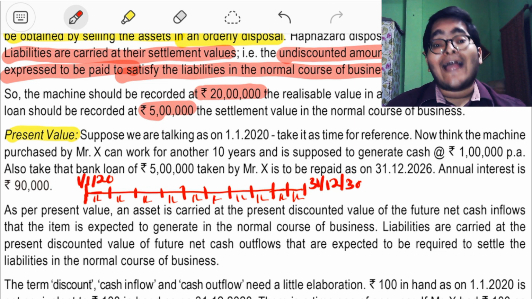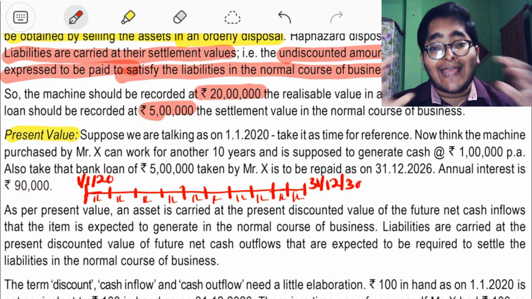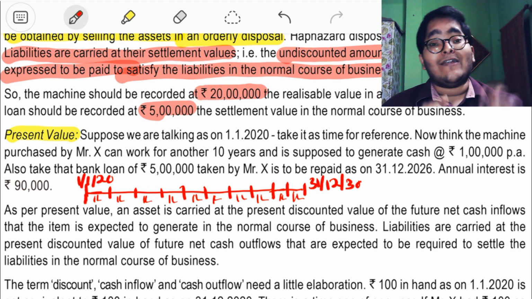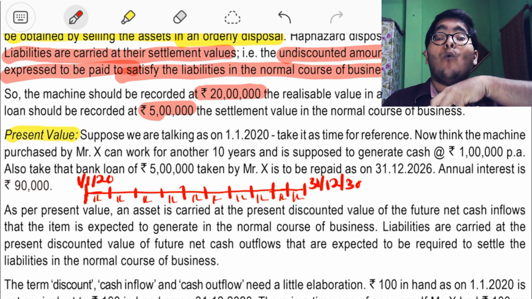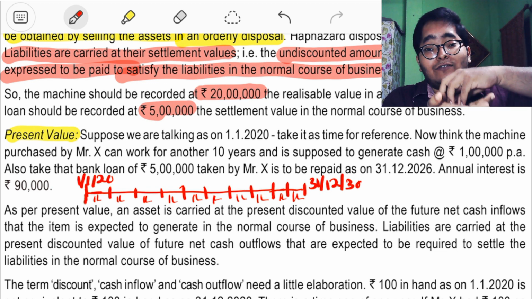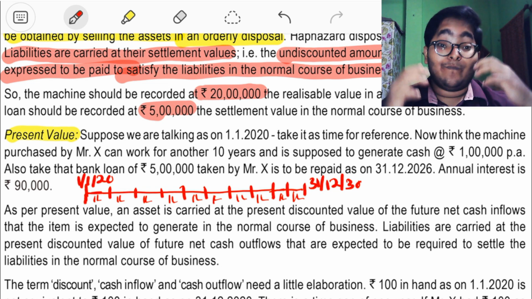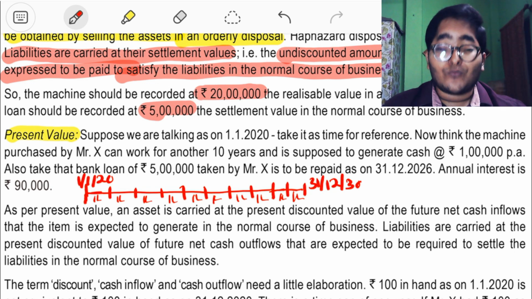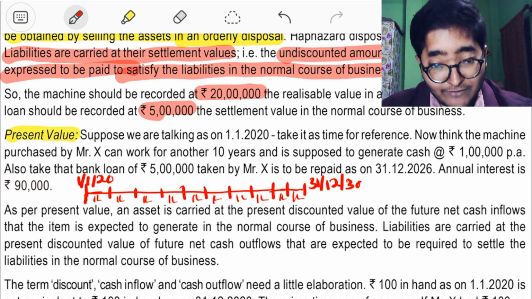While calculating the present value, we calculate the net cash inflows, the value of net cash inflows for an asset on the date of purchase or on a fixed date. Standing today, what is the situation? So this is today where I am standing. What is my net cash inflow that I am going to generate throughout the life of the asset or throughout the life of the machinery? That is the present value.